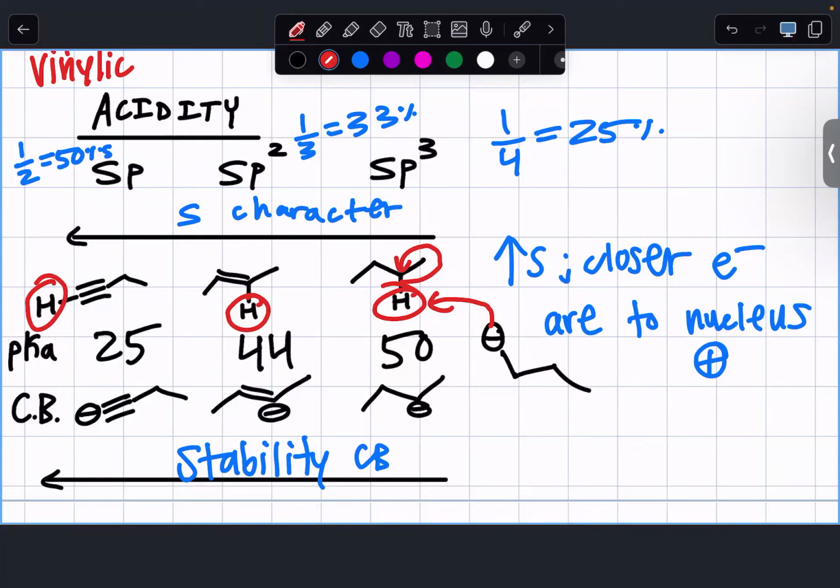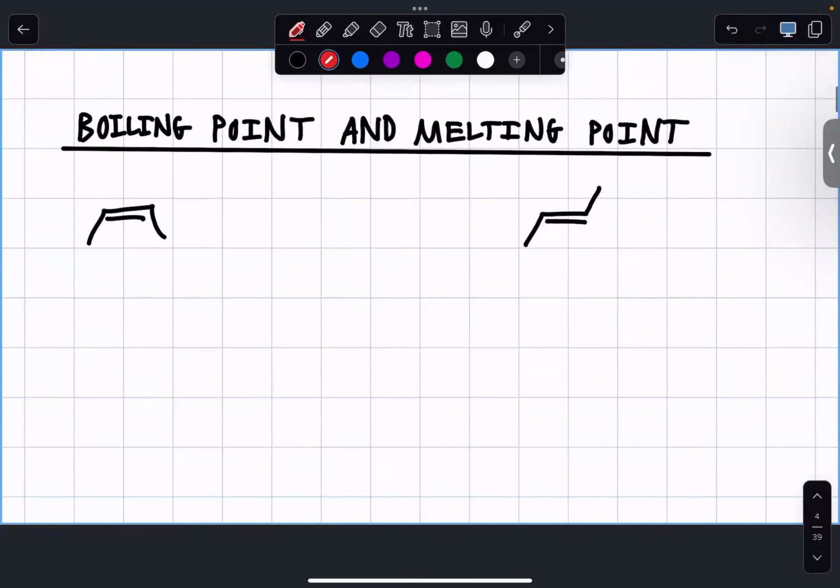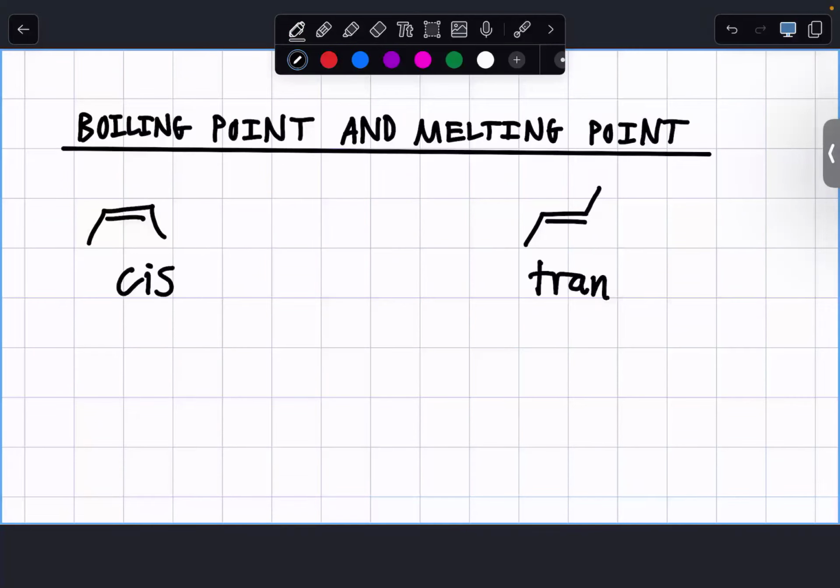Okay, let's go on to boiling point and melting point. So we know that these are alkenes with two substituents. We can label them as cis or trans. The left one is going to be cis because the two groups are on the same side of the double bond. The right one is going to be trans because they are on opposite sides.